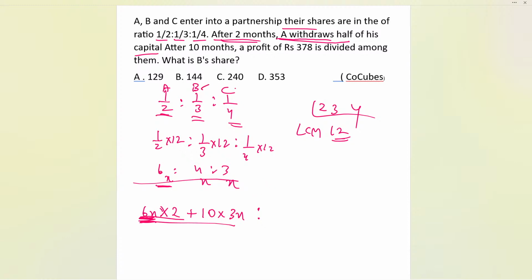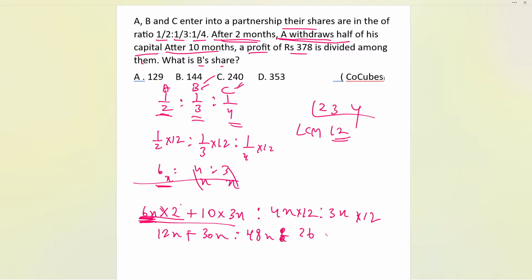Now, if I talk about B and C, there is nothing written about them. So overall, the profit is divided among all of them and B's share is needed. After 10 months means total 12 months. So for B and C also we can write 4x and 3x, the investment, but for 12 months. So let us multiply by 12 also. Let us simplify. It will be 12x plus 30x, then 48x, and 36x. Then we have 42x, 48x and 36x.